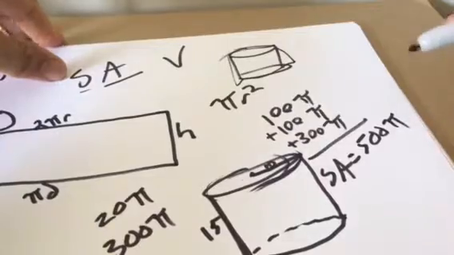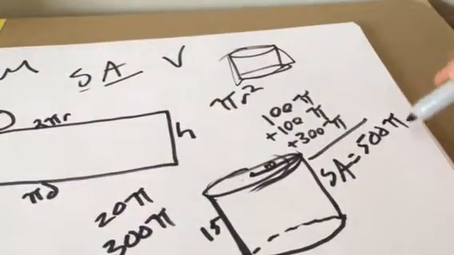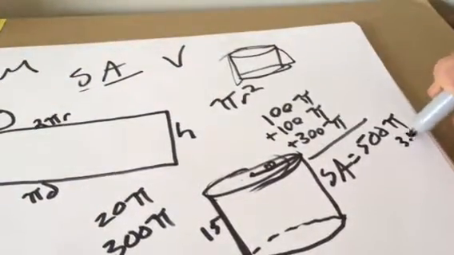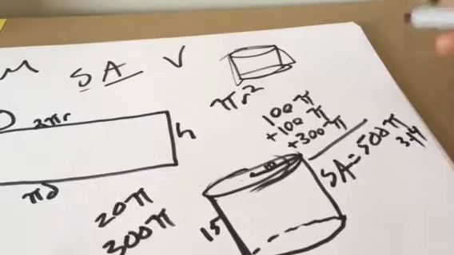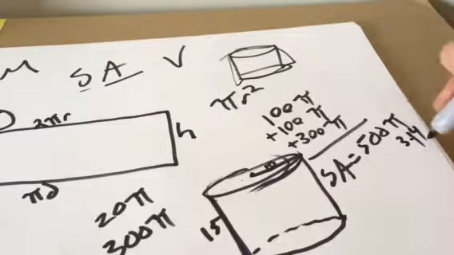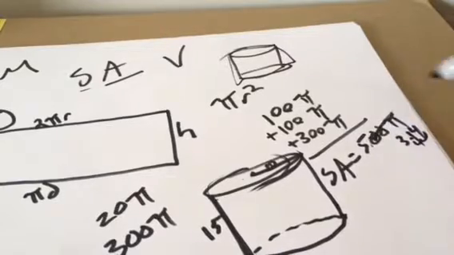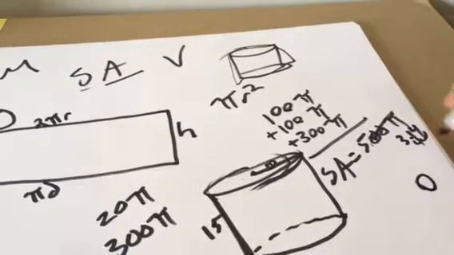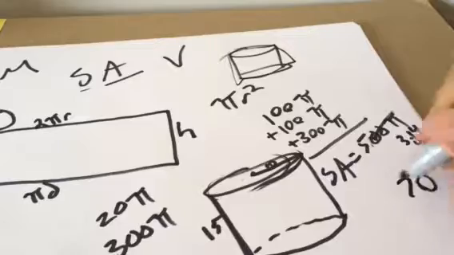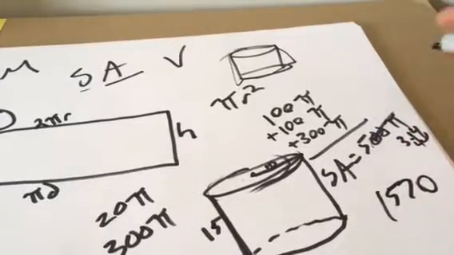Now if your teacher's a bit of an asshole and wants you to multiply this times 3.14 and so on, this is essentially going to equal 1570.